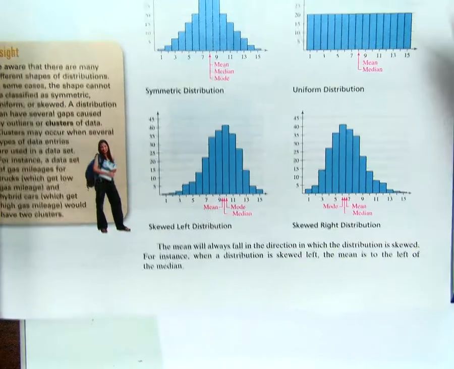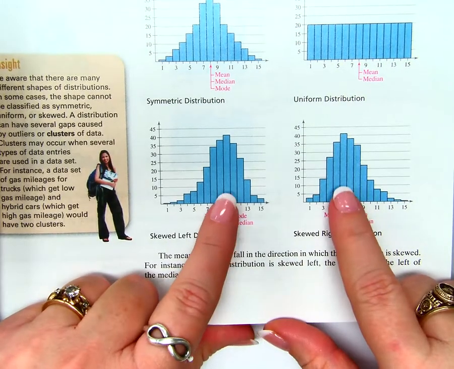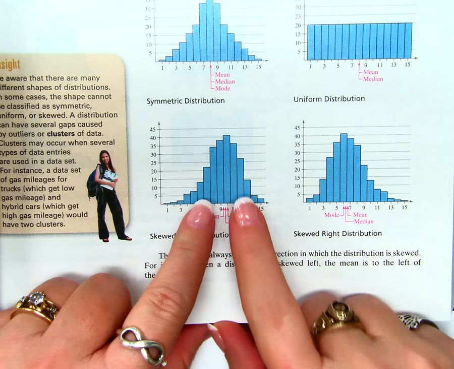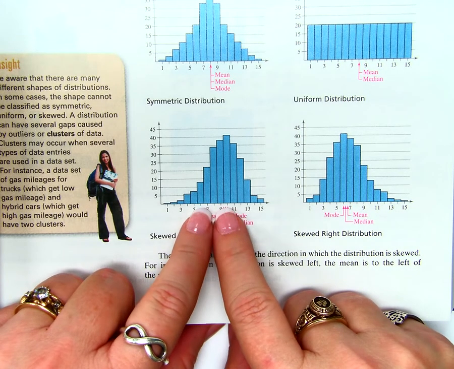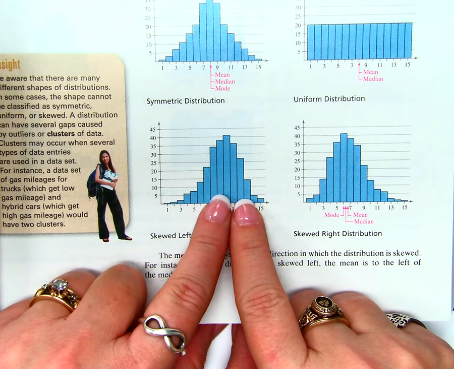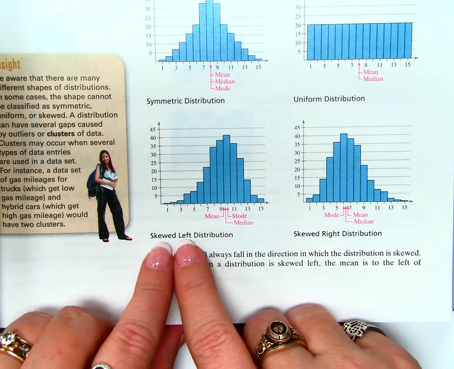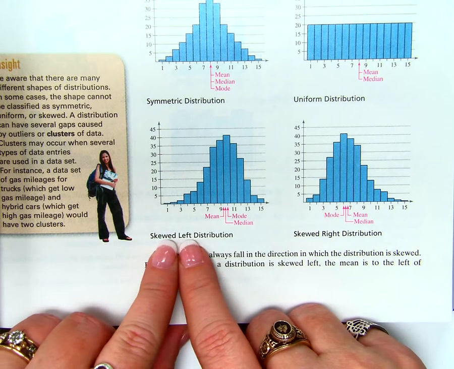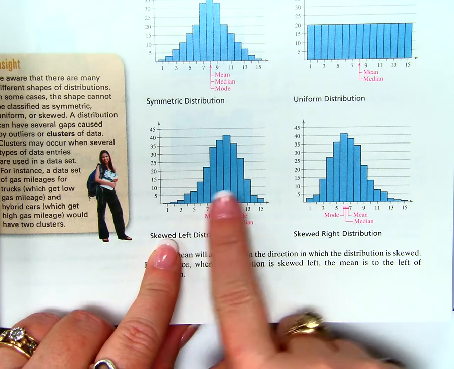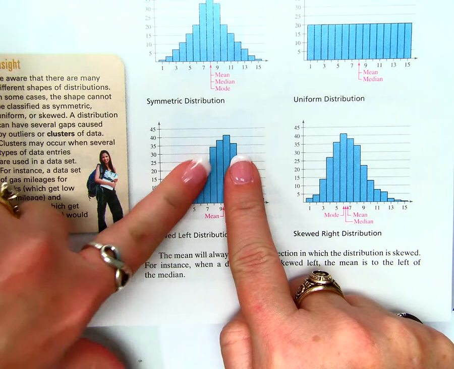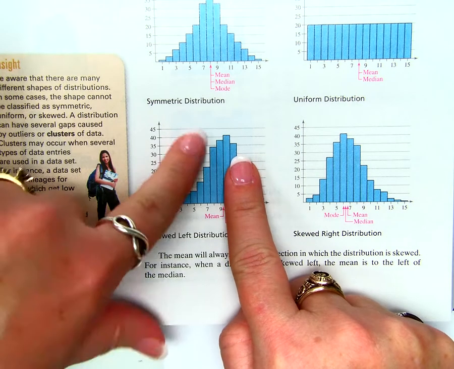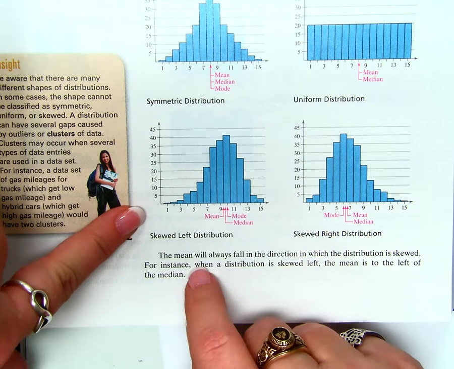Just being honest with you, I mess these up sometimes if I'm not paying attention. Because to me, this looks like it's skewed to the right, because more of the data is to the right. Except, look what it says. It's skewed to the left. The reason it's skewed to the left is most of the data is to the right, so the skew is to the left. And a lot of times what I do is I look for the tail.